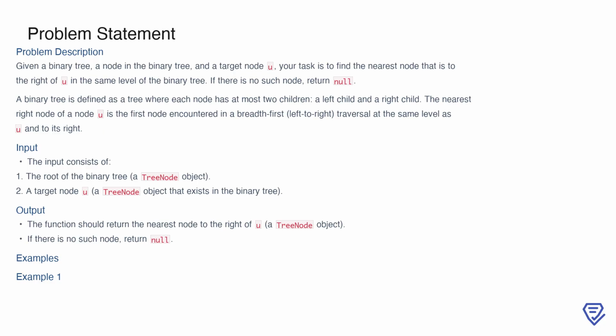The input to the problem includes the root of the binary tree and the target node u, both represented as TreeNode objects. The output is either the nearest right node to u or null if there isn't one. The definition of nearest right node is tied to the order in which nodes are processed at the same level, using a breadth-first traversal approach.